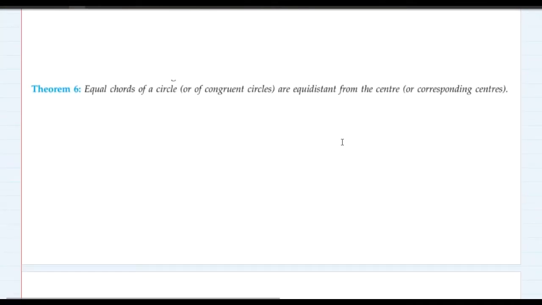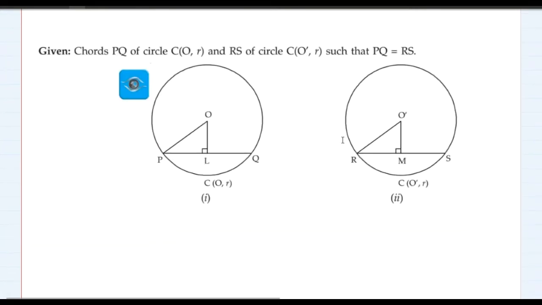First theorem. This is theorem number 6. In the first two parts of the video we completed the first 5 theorems, so here we are going to continue from theorem number 6. Equal chords of a circle or congruent circles are equidistant from the center or corresponding centers.